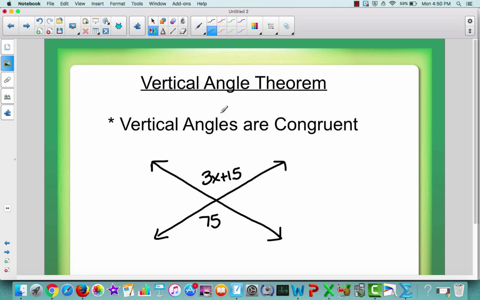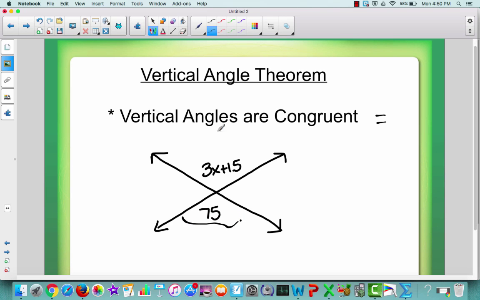All right, so our first one is the vertical angle theorem. If you have vertical angles, the theorem basically says that vertical angles are congruent, which you know means equal. So using algebra, if we see angles that are vertical angles, the first thing I do is I mark my diagram. Meaning I see that this angle and this angle are vertical angles, so I'm going to go ahead and mark them congruent with the hash marks. Then I can write an equation to solve for x.